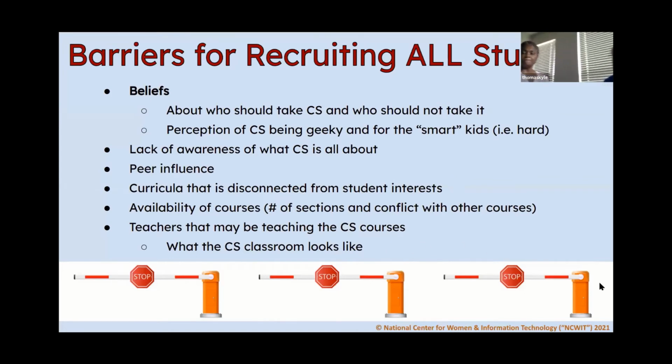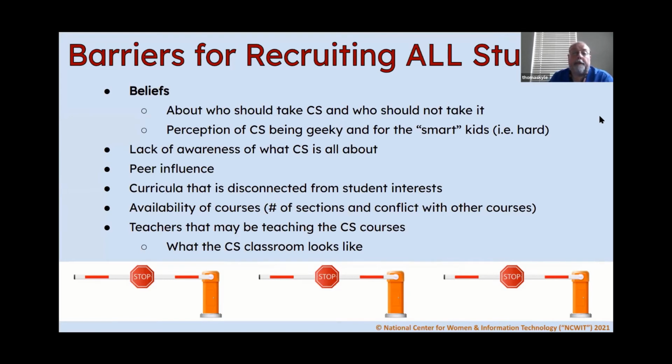All right, so let's talk about some of these barriers to entry. I can't see myself. I don't know if I'm framed in the screen okay, but so these are all things that can interfere with getting people to join your program.